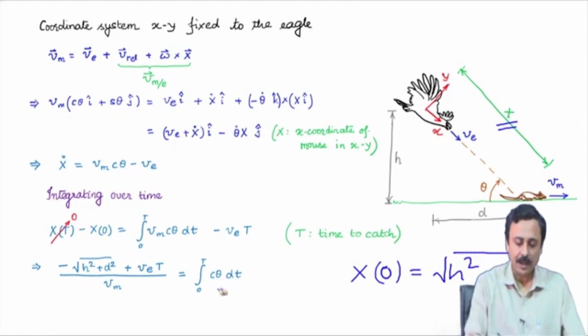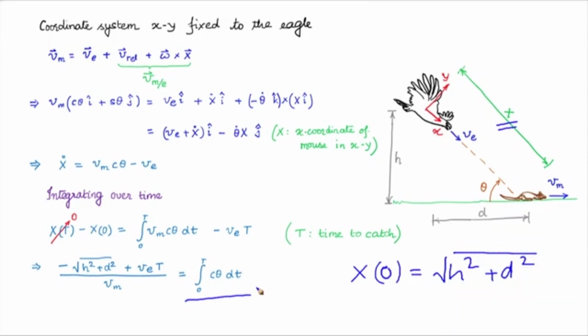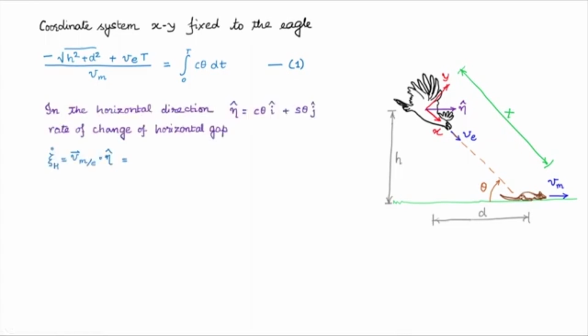Once you do this algebra, you will get this integral of cosine theta over 0 to t, which is not known as yet, but one side, the left hand side, is completely known. Let us see if we can find out this integral from another approach. That is what we are going to do next. This is the first equation that we have just now derived.